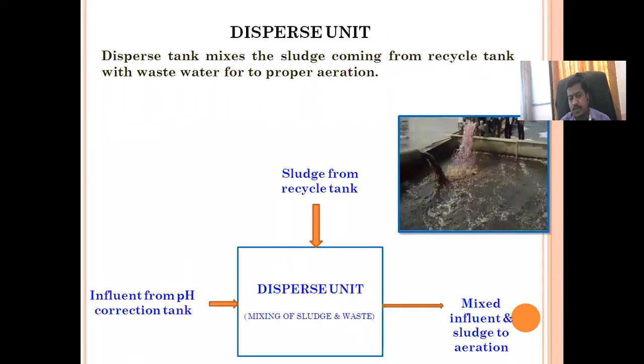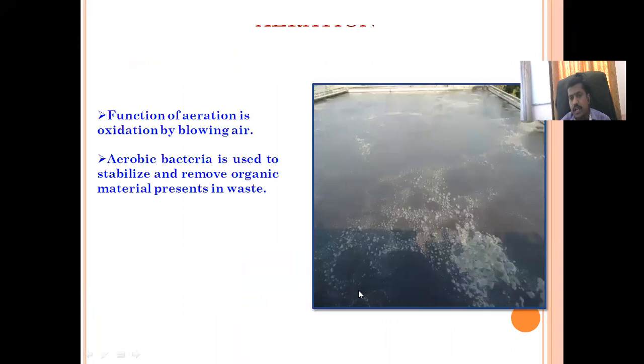So after correction of the pH, that effluent will come towards the disperse unit. Here, there is mixing of the sludge and the waste. Okay, and that mixed effluent, sludge and waste will proceed for the aeration purpose.